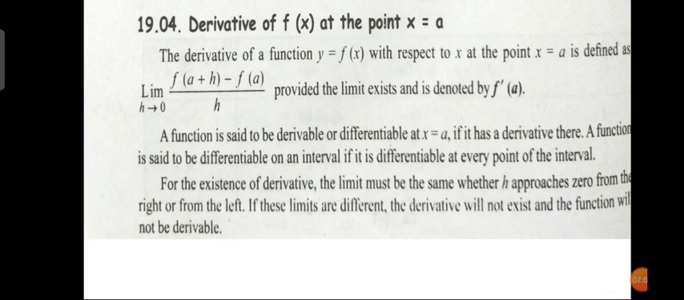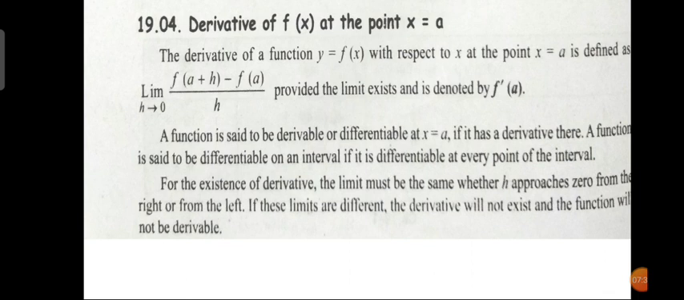And for existence of a derivative, the limit must be the same whether h approaches 0 from the right or from the left. If these limits are different, the derivative will not exist and the function will not be derivable. If we take the left limit and right limit, and those two limits exist and they are equal, it is differentiable. But if the left and right limit do not exist, the function is not derivable.